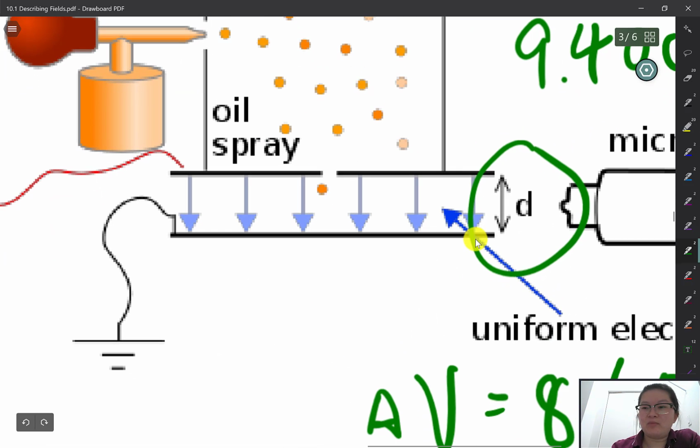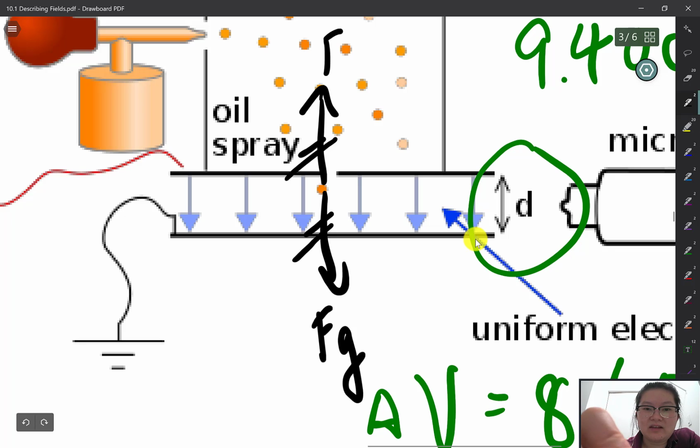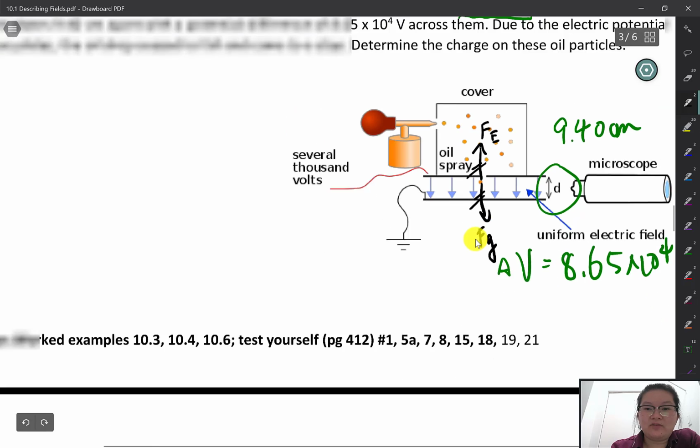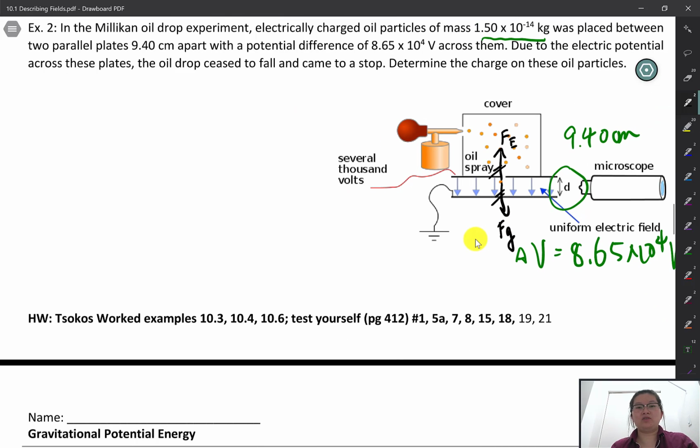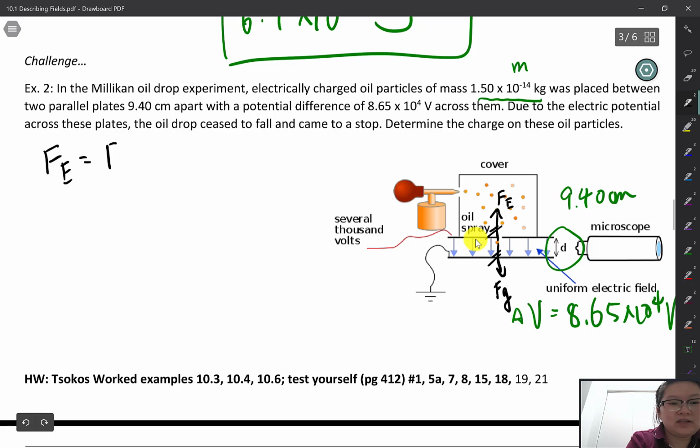So let's think about objects when they are not moving. First of all, if they're in an electric field and they're charged, they must experience an electrostatic force. That's one force acting on this charged particle. We don't know in which direction, but since they are not moving, there must be two equal and opposite forces acting on these oil particles. Since they are falling, they must be subjected to a force due to gravity, and the opposite force acting on them has to be the electrostatic force. If it weren't for the electrostatic force, these oil particles would just keep falling and accelerate, in fact. So we know that these two forces are equal.